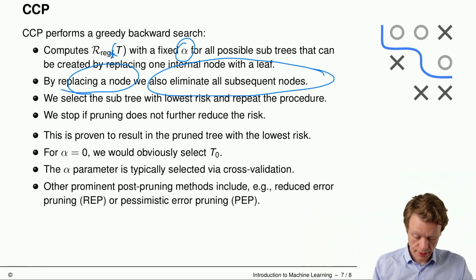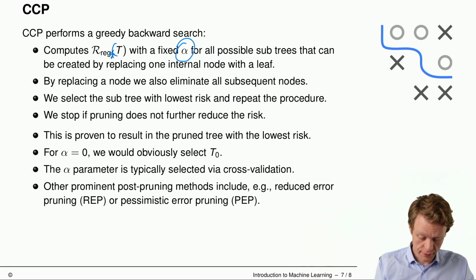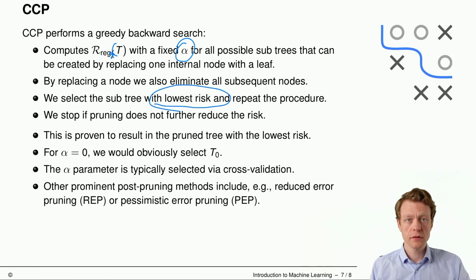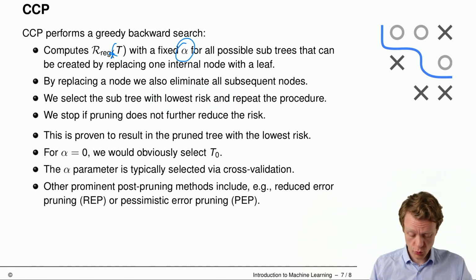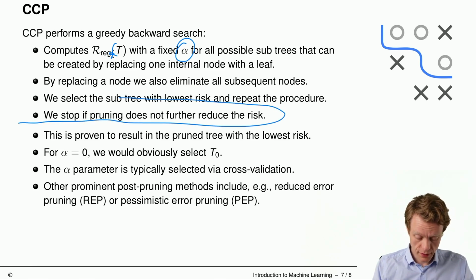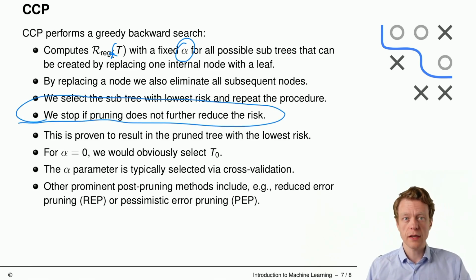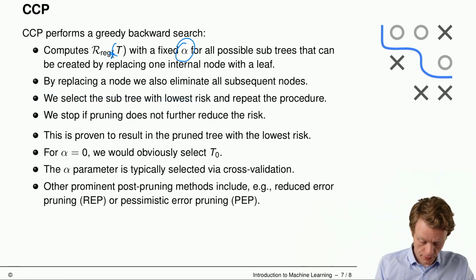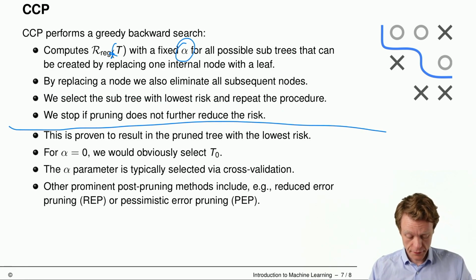And then, in the end, we select the subtree with the lowest regularized risk, and then we repeat the procedure. So that's why it's called greedy. So we do it again and again and again, and we stop if pruning does not further reduce the risk. And I give you an example on the next slide. Okay, that's the idea of CCP.